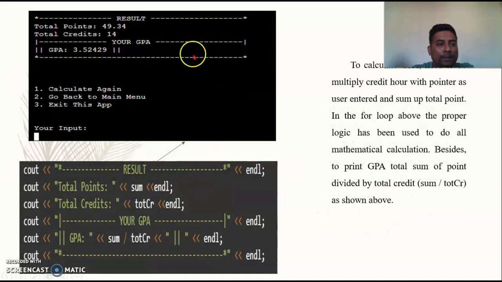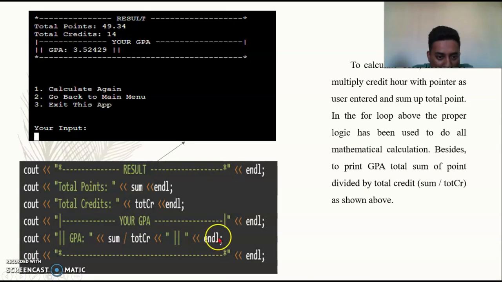So this is the result output here. To calculate GPA, we need to multiply the credit hour with the point the user enters and sum up the total points. In the for loop above, the proper logic has been used to do all the mathematical calculations. Then to print GPA, the total sum of points is divided by total credit. As you can see here, cout.